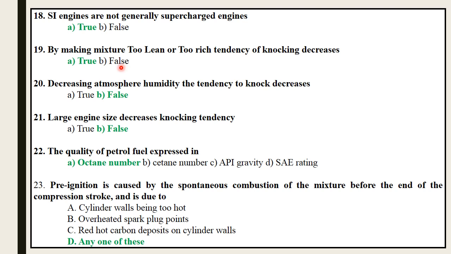Because of that, to avoid knocking, a too lean or too rich mixture is to be used. By making the mixture leaner or richer, the tendency to knock decreases. Especially, a too rich mixture is used to eliminate the knock due to longer delay period and due to lower temperature of compression.